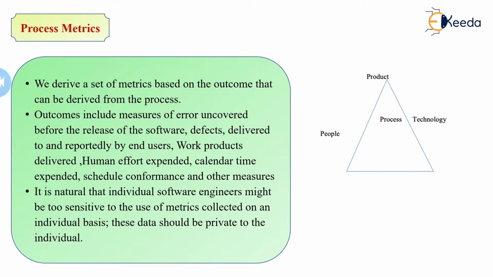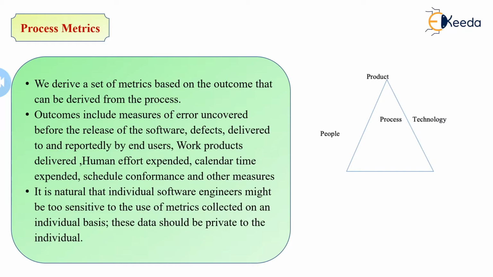Now we are not talking about what we have to do, what the scope is, what the boundary is, or what the limitations are. We are talking in terms of metrics. Metrics and measurement talk about how many and how much. Now, outcomes include the measures of errors uncovered. Before the release of the software, we have uncovered errors.